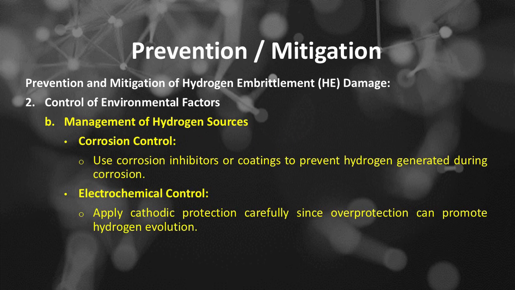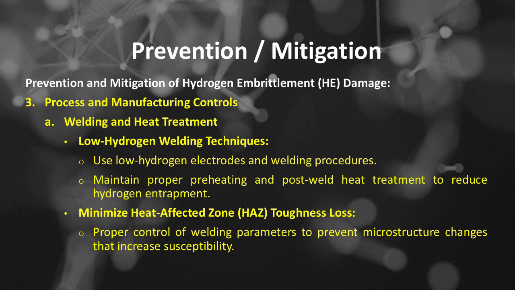Number B of control of environmental factors is management of hydrogen sources, includes, the first is corrosion control. Use corrosion inhibitors or coatings to prevent hydrogen generated during corrosion. The second of management of hydrogen sources is electrochemical control. Apply cathodic protection carefully since overprotection can promote hydrogen evolution. Prevention and mitigation of hydrogen embrittlement or HE damage.